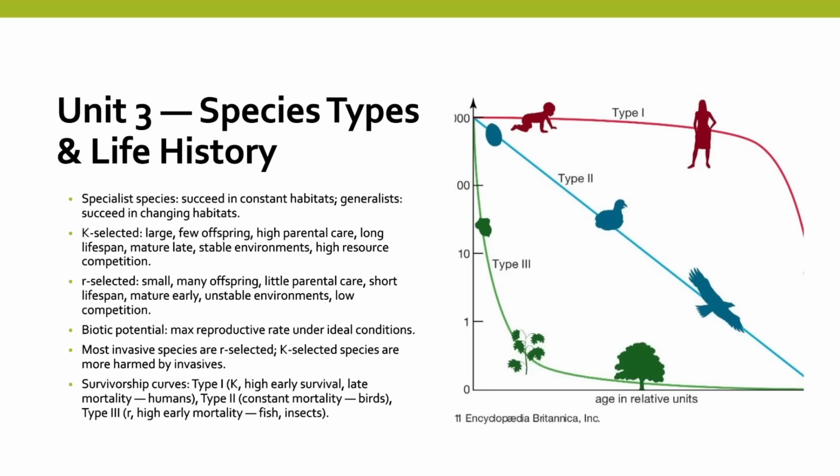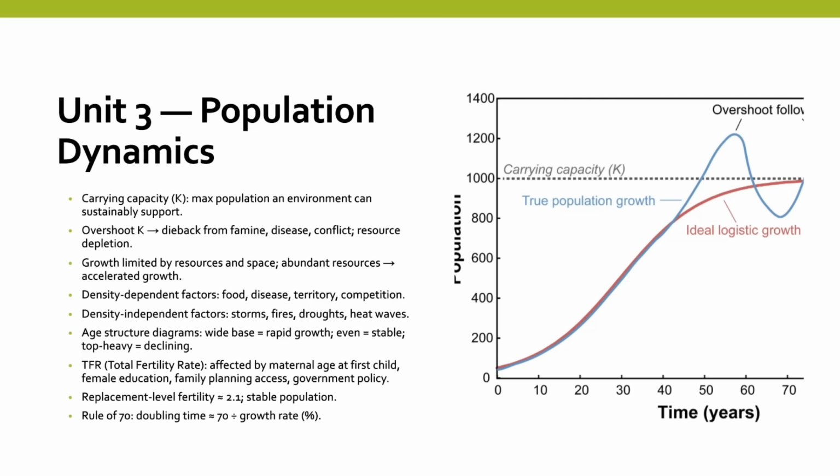Also know your survivorship curves. Type 1 is K-selected with late mortality, Type 2 is constant mortality, and Type 3 is R-selected with massive early death. Carrying capacity is K. Exceed it and you crash.